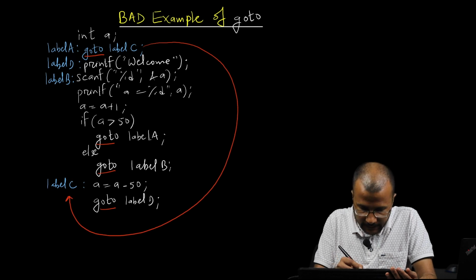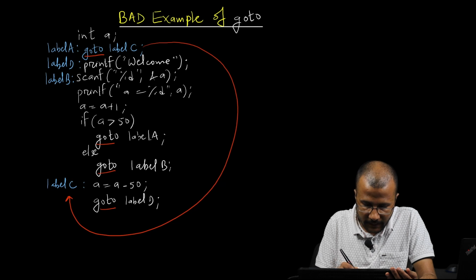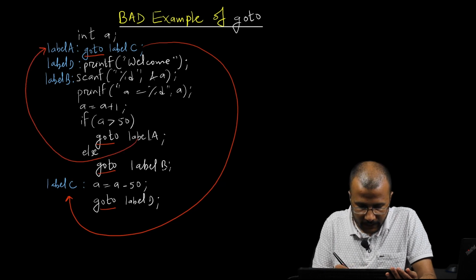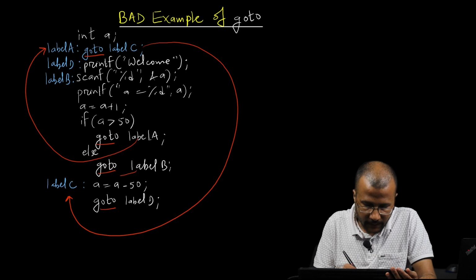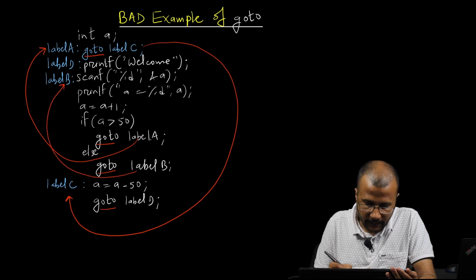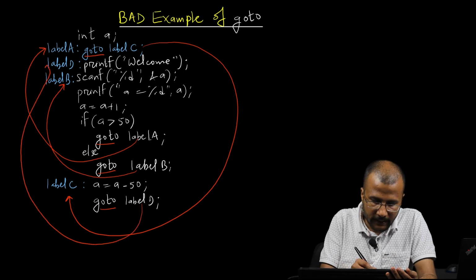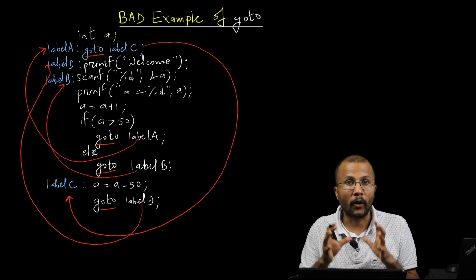Okay, let me see, I have to go to label A, right? So here I go to this label A. Okay, and here I go to label B. Okay, so here I go to label B and here I go to label D. I go to label D. See, the structure of the program is spoiled now.